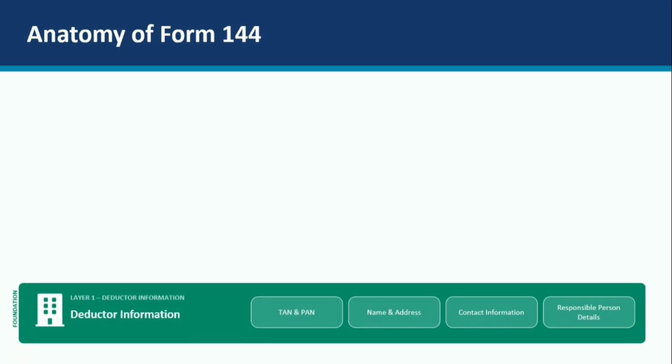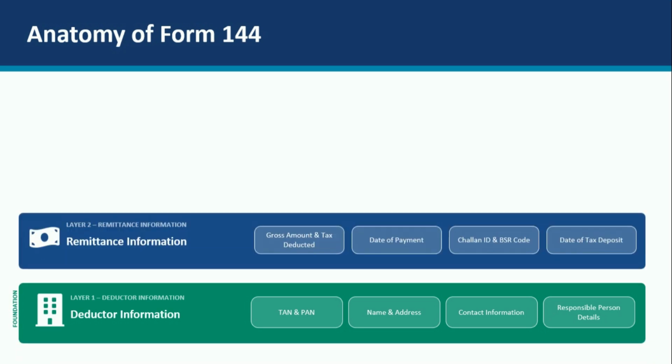Let's understand the anatomy of Form 144 by moving through its 4 layers, starting from the foundation and progressing to the final validation stage. Layer 1 is the deductor information layer, which captures the identity of the deductor through details such as TAN and PAN, name and address, contact information, and the details of the responsible person. Moving to Layer 2, the remittance information layer records the payment transaction itself, including the gross amount paid, tax deducted, date of payment, challan identification details, and the date on which the tax was deposited.